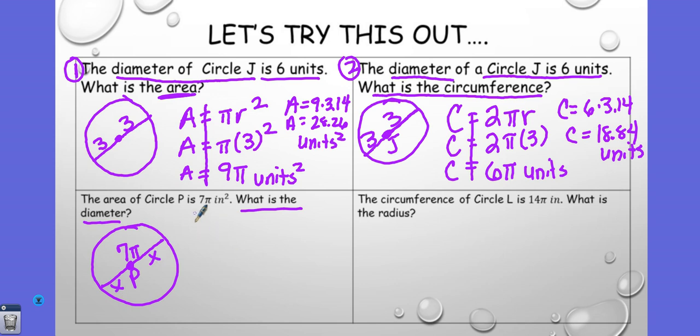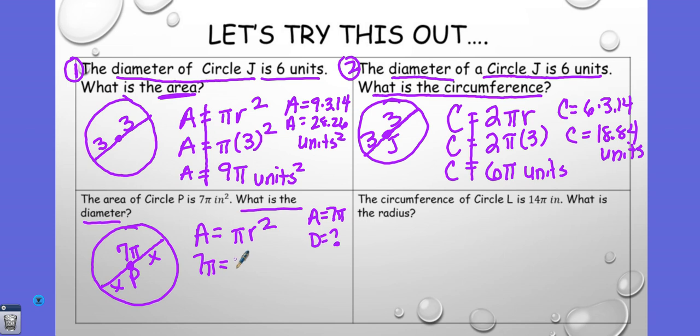So it gave me the area. So we know this is the area formula for a circle. So we can say 7 pi, that's what we were given, was the area. And you can write that on your paper. A is what was given, and what you need to find is the diameter. That's what you're looking for. So if we're going to find a diameter, we need to fill in these two spots and then add it.